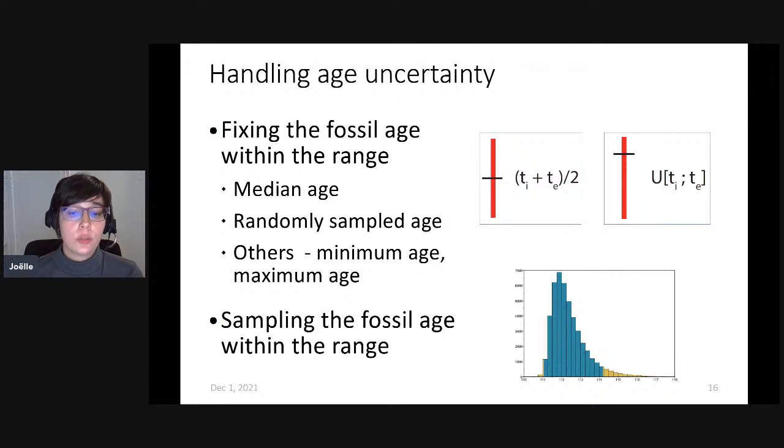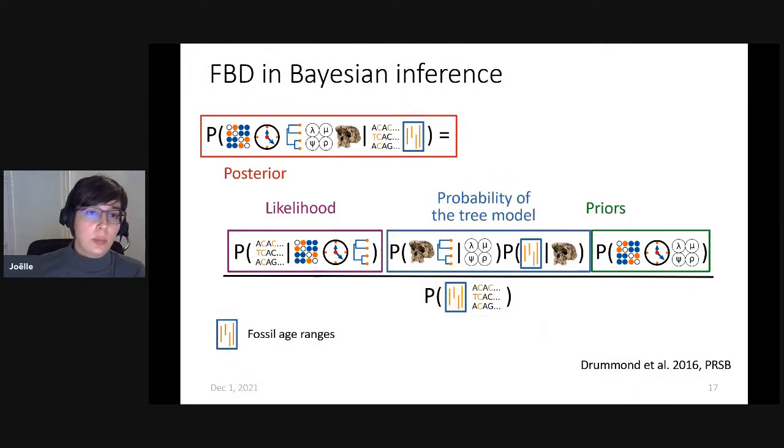So in that case, what we do is we assume that the true age of the fossil is no longer data. It's also a parameter of the inference, and it's parameterized by the range for the age of the fossil, which is now the new data. And if we look at what that gives us in Bayesian inference, if we look at this equation from earlier, there's been a few changes. We've now switched the fossil ages over to the model side of things in the posterior, and we've put the fossil age ranges as data.